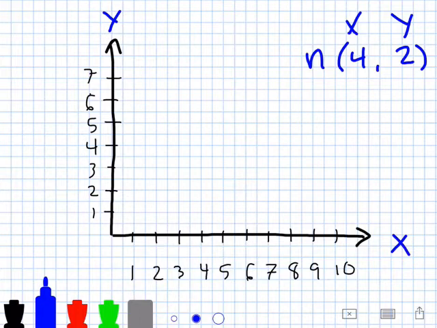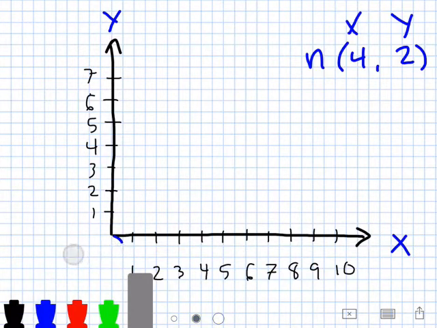So on the top right you can see the first point that we're going to plot, and that's going to be point N. And you can see that our x-coordinate is going to be 4, and our y-coordinate is going to be 2. So we're always going to start at the origin, which is right where the x-axis and the y-axis intersect. So it's always going to be right here. That's going to be 0, 0, our origin. Okay, and that's where we're always going to start.